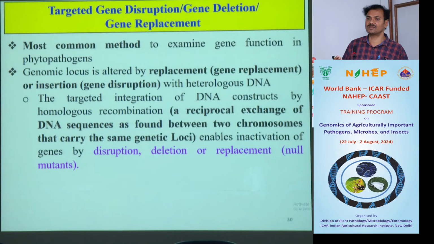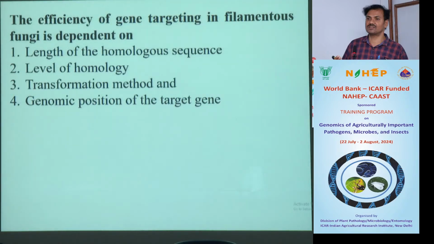The next one is targeted mutagenesis. I am not giving very minute detail because time is constrained. It's very elaborate, and you may not be able to follow. So I am trying to highlight the salient things. In targeted disruption, the particular targeted gene will be disrupted or deleted. Okay. So how can it be done?